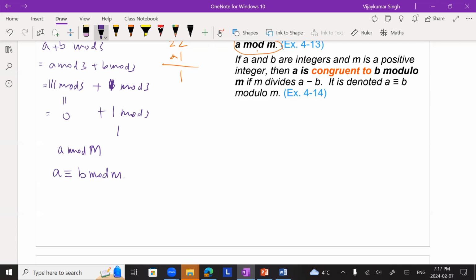But that's not our definition here. So we'll follow this definition. What does our definition say? A is congruent to B mod M if and only if M divides A minus B, or B minus A, it doesn't matter, right? If a number divides X, then it also divides minus X. So this is the definition of congruence. A is congruent to B mod M if and only if M divides A minus B. It's a very powerful result. You will see why.